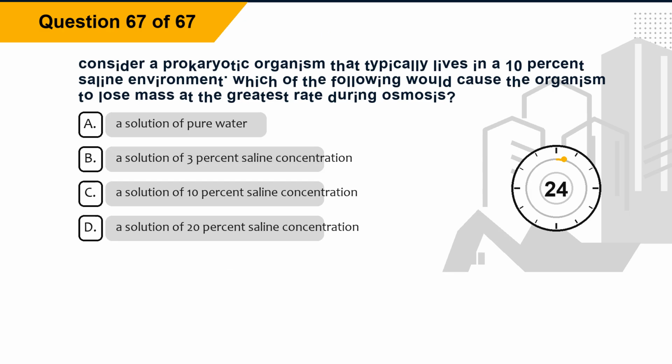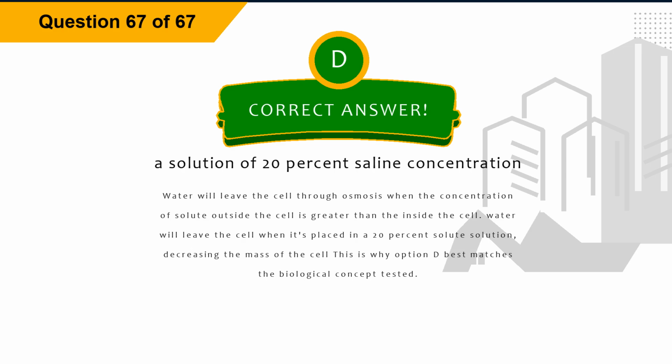Question 67. Consider a prokaryotic organism that typically lives in a 10% saline environment. Which of the following would cause the organism to lose mass at the greatest rate during osmosis? Option A, a solution of pure water. Option B, a solution of 3% saline concentration. Option C, a solution of 10% saline concentration. Option D, a solution of 20% saline concentration. The correct answer is option D, a solution of 20% saline concentration.